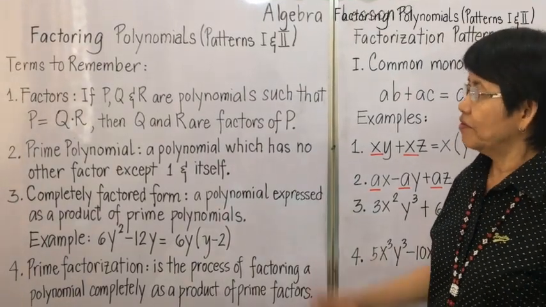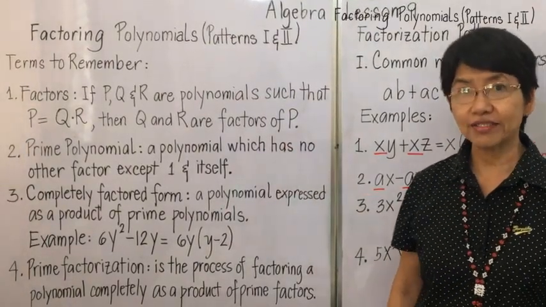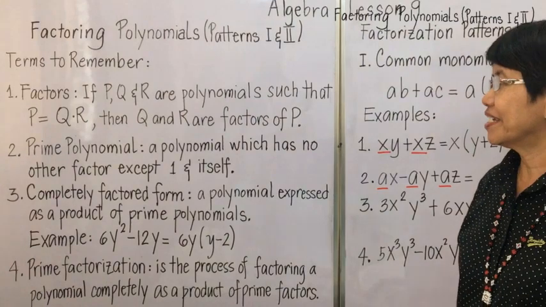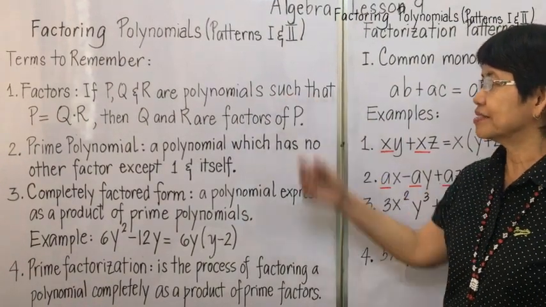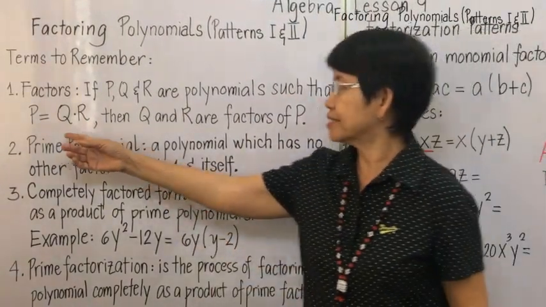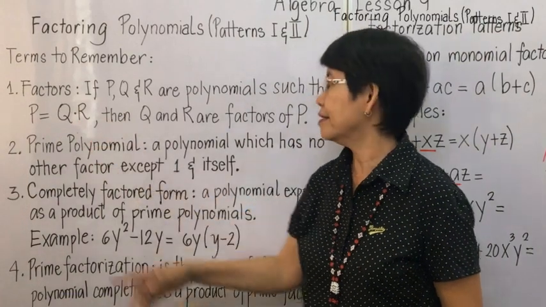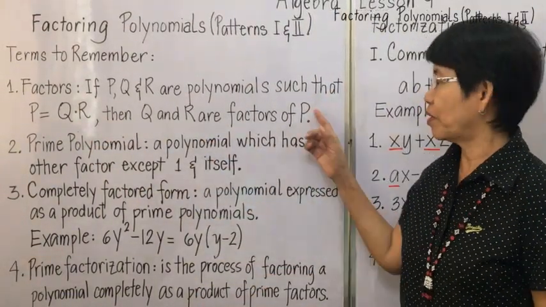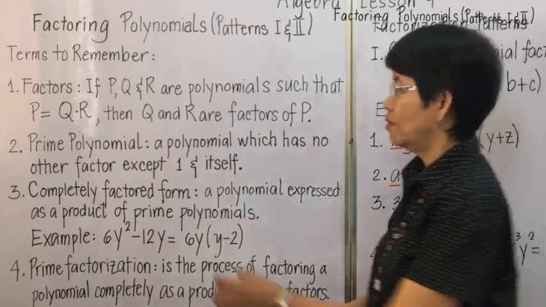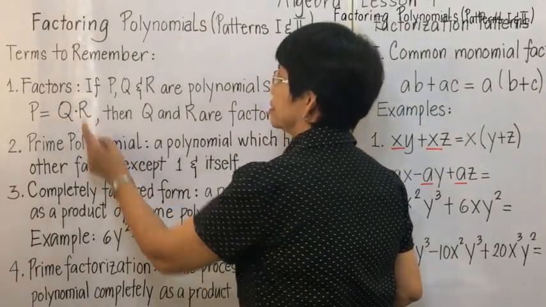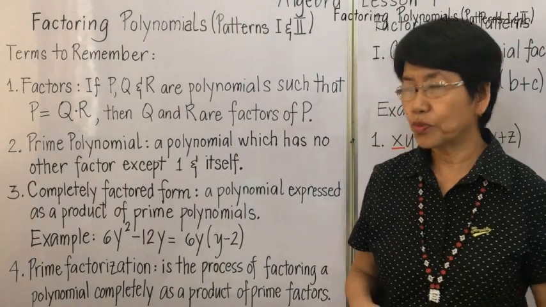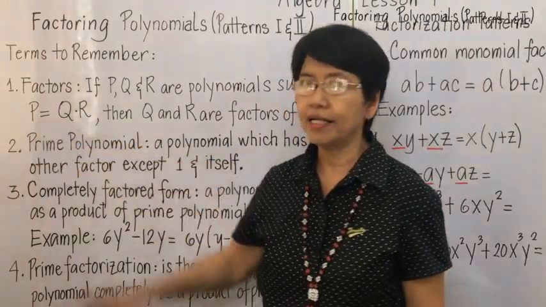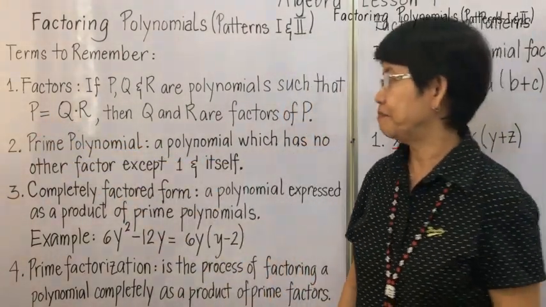First, factors. What are factors? If P, Q, and R are polynomials such that P is equal to Q times R, then Q and R are the factors of the polynomial P. So, these polynomials multiplied together to produce the polynomial P are the factors of P.